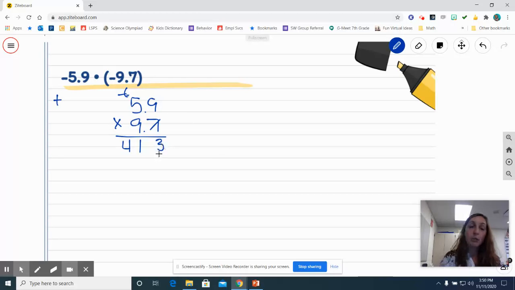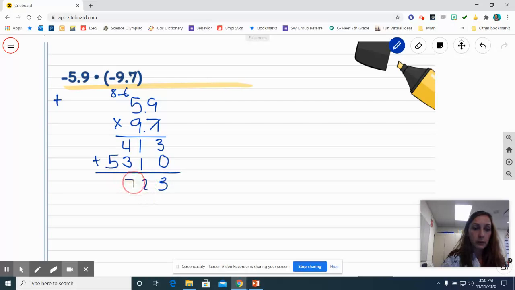To show that we are moving over one place, we need to put a 0 placeholder into the next partial product. 9 times 9 is 81, so I'll put my 1 here, carry the 8 up above the 5. 9 times 5 is 45, plus 8 more is 53. We add partial products: 3, 2, 7, 5.